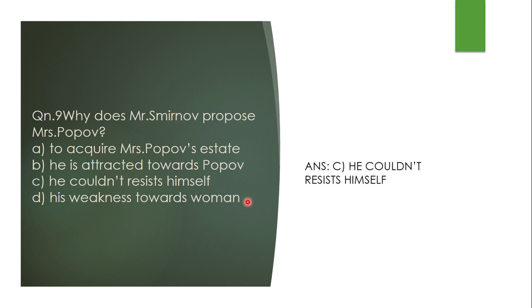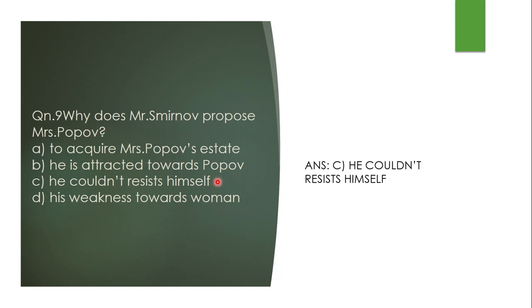So what is the right answer? It's a very difficult answer. He couldn't resist himself. According to me, it is the correct answer. He couldn't control himself. Because these multiple choice questions, they always get confused. So the correct reason is he couldn't resist himself, which is his weakness. He was attracted towards Popov, and it is not a relevant answer. It's irrelevant. Okay, but A, B, C: A is wrong, but B, C, D have some relevance to this idea. But the correct answer is he couldn't resist himself.